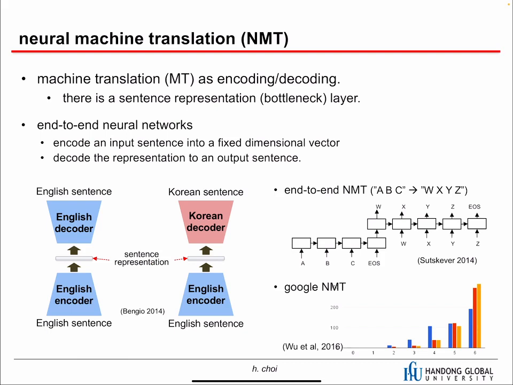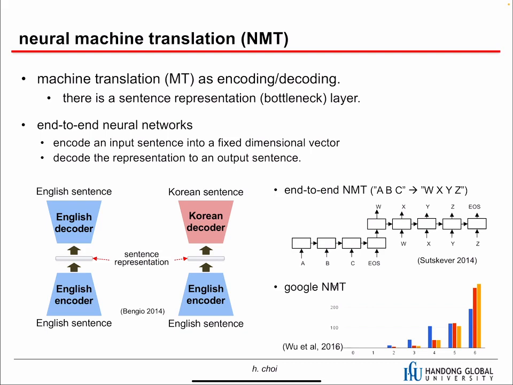And the next application is neural machine translation. Before neural machine translation, there was statistical machine translation. Actually, Google Translate was based on statistical machine translation before September 2016. Then they replaced Google Translate with neural machine translation. They call it Google Neural Machine Translation, GNMT.